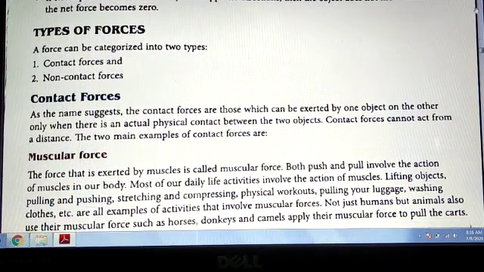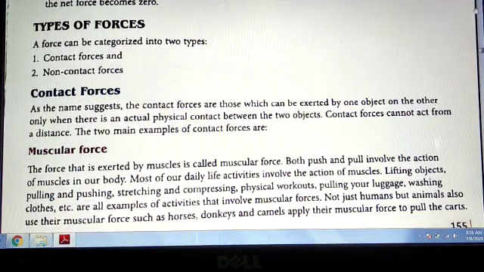Now, types of force. Force is divided into two broad categories. First is the contact force and second is the non-contact force. So we'll see the examples of contact forces. Contact force means there is physical contact, we directly touch the objects. They cannot act from a distance. We have to touch that object.